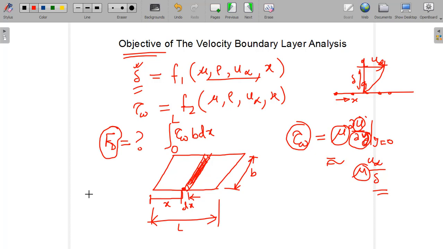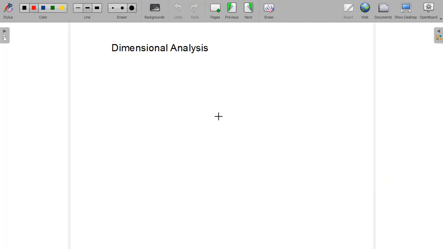So it is very important to know this tau wall as a function of x. If you know that, then you can easily do this integration. So the objective is basically finding out the wall shear stress as a function of these quantities. Now the objective is clear. Let us try to find out the different ways in which we can find these objective variables.